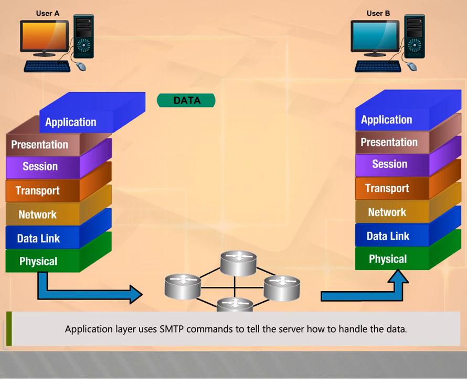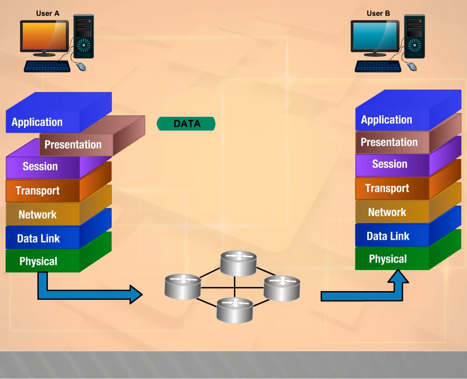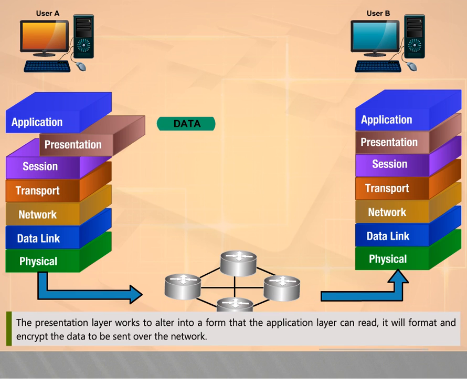The application layer uses SMTP commands to tell the server how to handle the data. The presentation layer works to alter it into a form that the application layer can read. It will format and encrypt the data to be sent over the network.